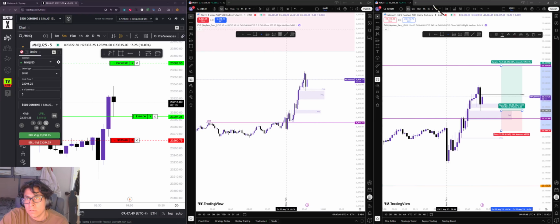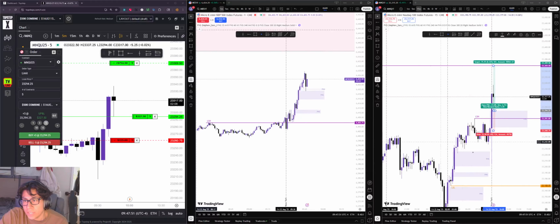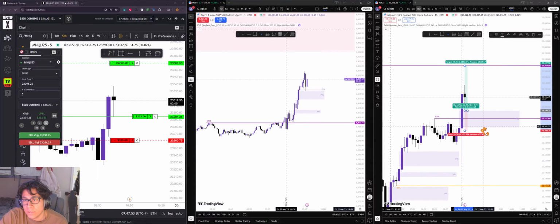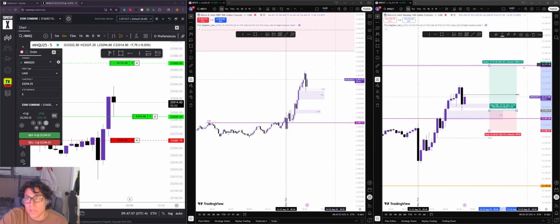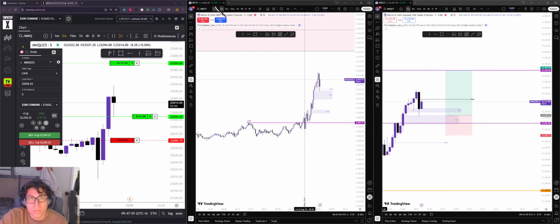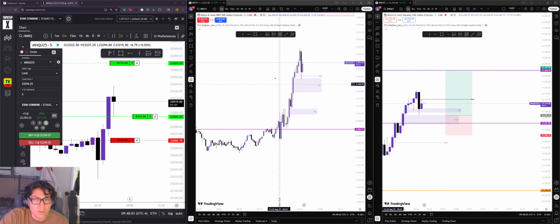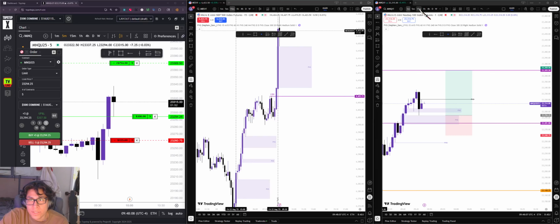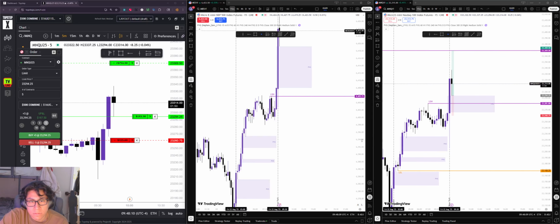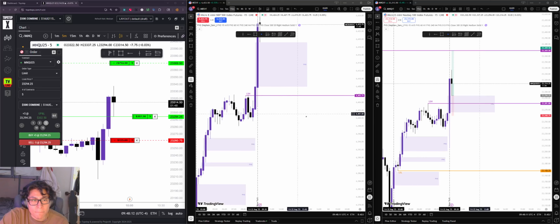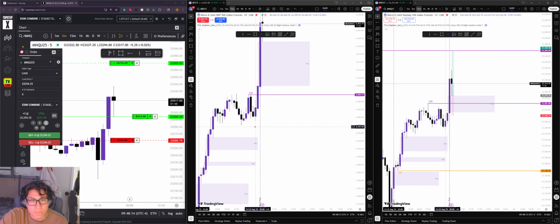We took out the liquidity sitting at this level. We pushed above this London high. I don't think once again it's insane for us to want to go up to this point. I don't think we had any SMTs going on here as well. But MES, we actually did. Yeah, I think we have an SMT.